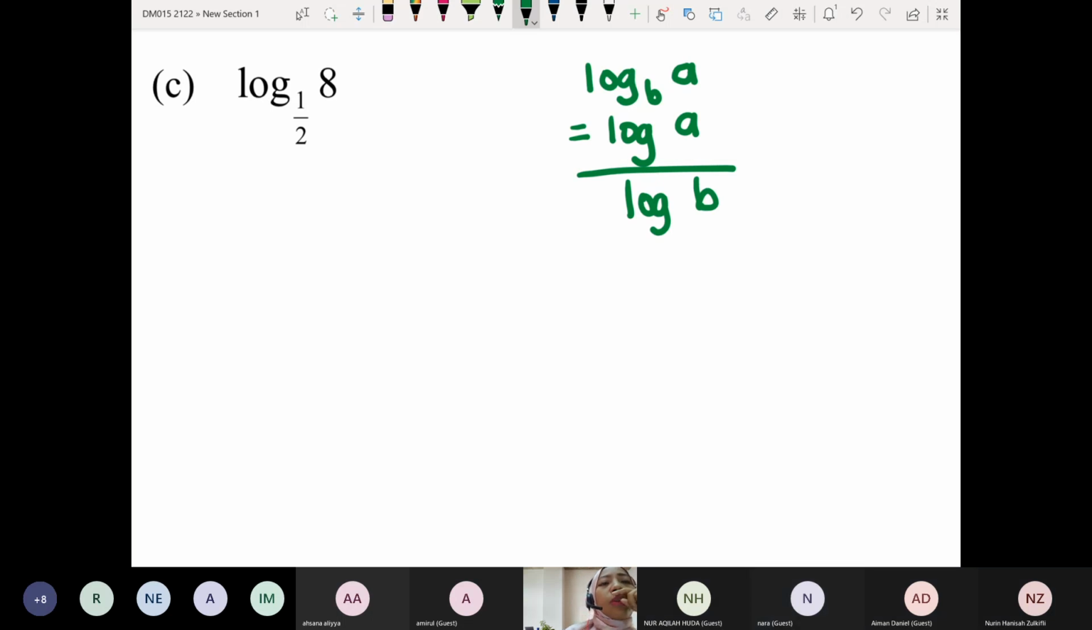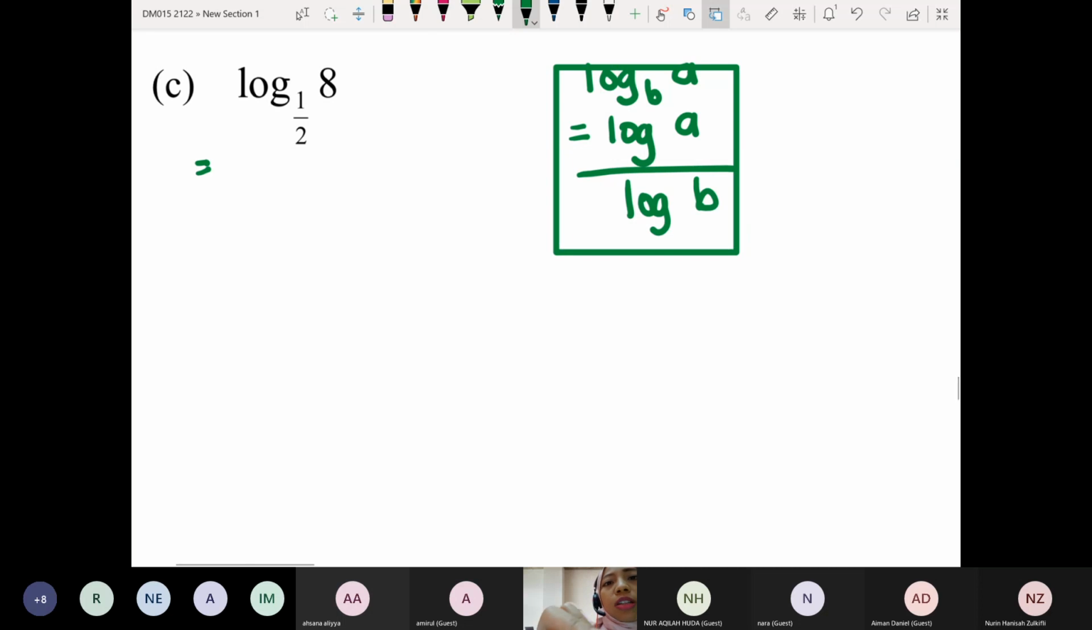Okay. If you use a calculator, how do you solve this? You do log 8 divided by log 1 over 2. Or you can straight away do log 8 base 1 over 2 and get the answer, but the question says without using a calculator. So you can make use of this property. Log A base B is equal to log A over log B. So that's what I'm going to do over here. So log 8 over log 1 over 2.